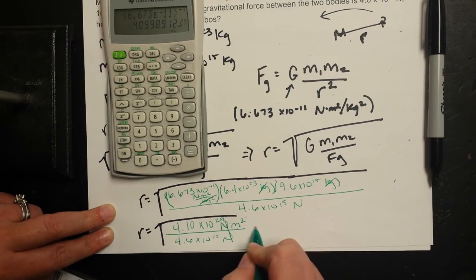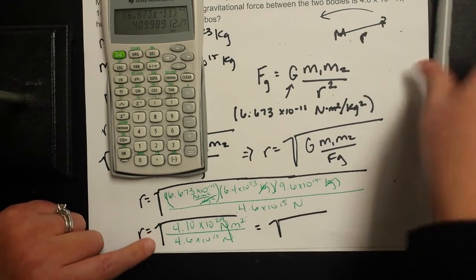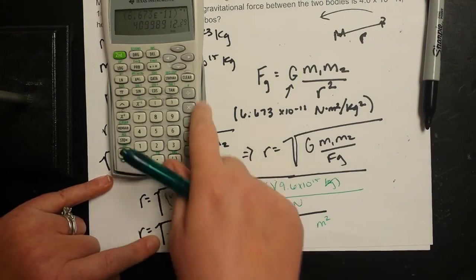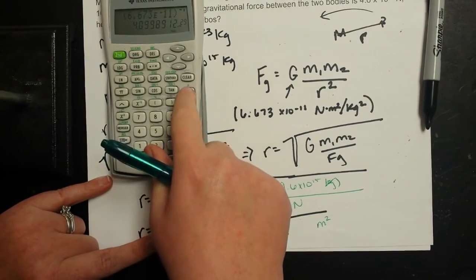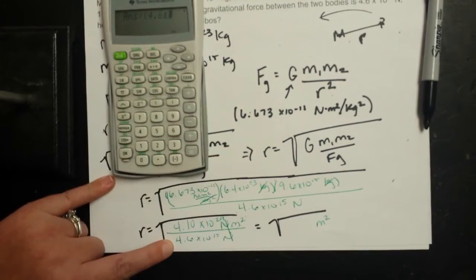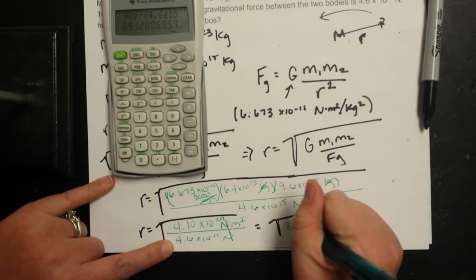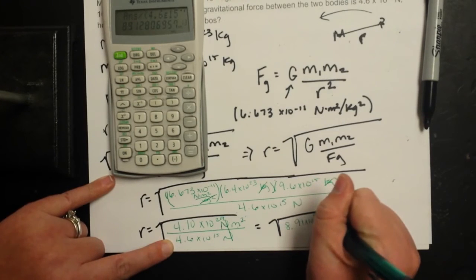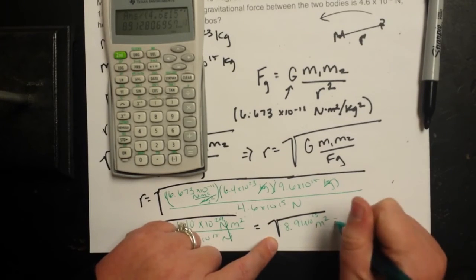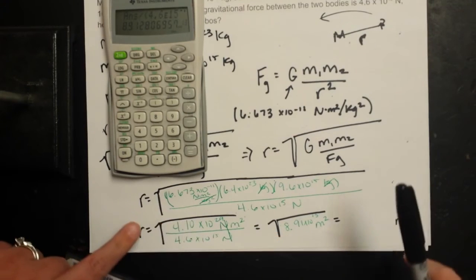I know these newtons will cancel. I'll end up with the square root of something that's a meter squared. Let's take these two numbers. I'm going to take my numerator, which I still have in my calculator, and divide it by my denominator, 4.6 times 10 to the 15th. So I get 8.91 times 10 to the 13th meter squared. And then I square root that and square root the meter squared. When I square root meter squared, I'm left with just meters, which is good for a distance.